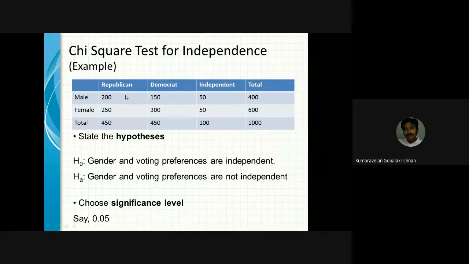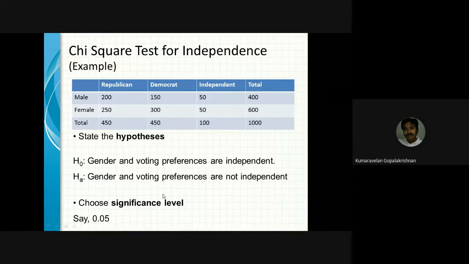Okay, let us see. My hypothesis that I am framing right now, from this data, is that gender and voting preferences are independent. Gender is one variable and voting preference is the other. So I am stating there is no relation between them; they are independent in nature. Like that, I have framed my hypothesis with some significance level.